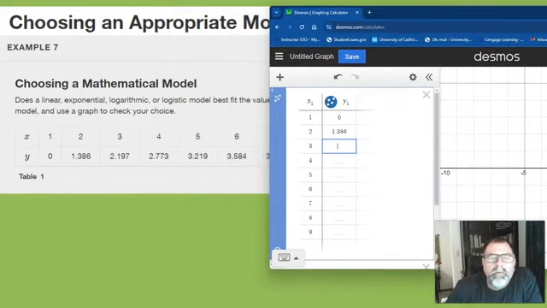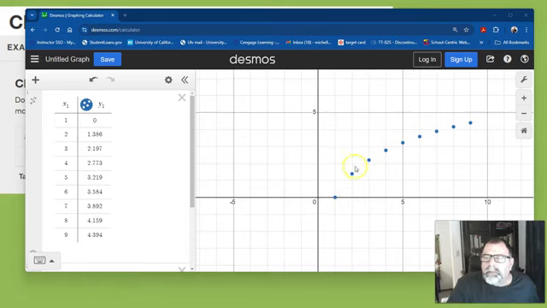Then we do 2.197, 2.773, 3.219, 3.584, and then, okay, you can see that's not going to make a straight line, so I went ahead and put all the rest of them in there.